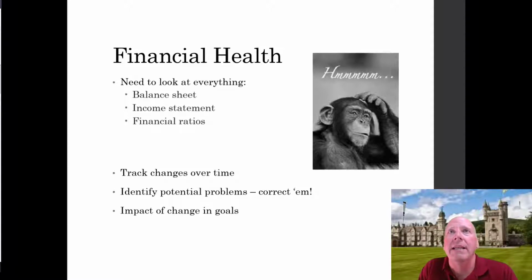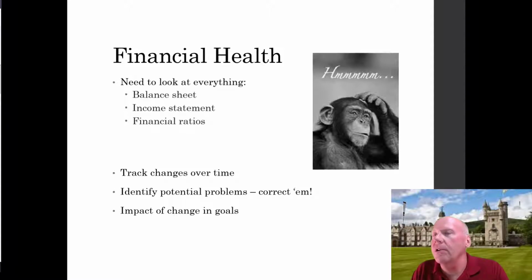So what we're going to need is to look at your balance sheet and your income statement or your budget to calculate these ratios. We're going to compare these ratios to benchmarks to see if they're good or bad. We're going to track their changes over time. So if we can do this at least once a year to see if a ratio is getting better or getting worse, that's going to help us identify potential problems. And once we identify them, we can correct them.